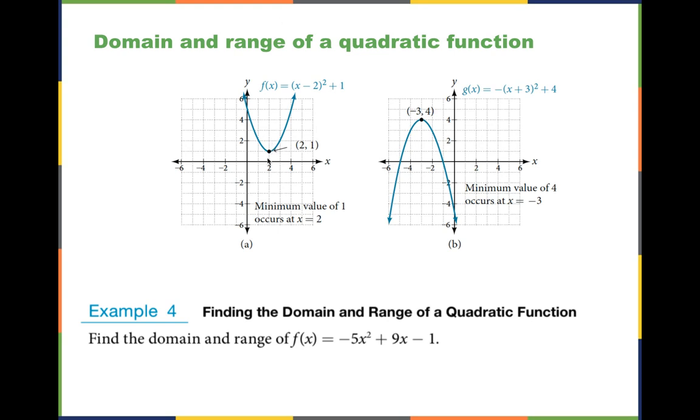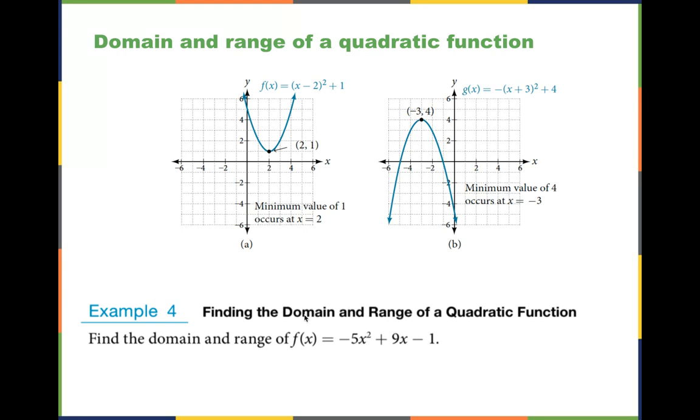And we can also talk about the minimum and maximum values, right? It's always going to happen at the vertex, right? The minimum value is 1, and it happens at x equals 2. Here, the maximum value is 4, and it happens at x equals negative 3.